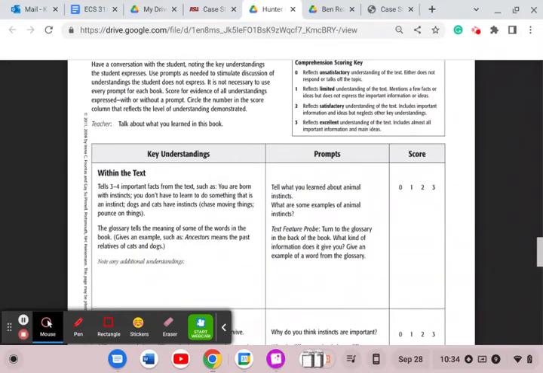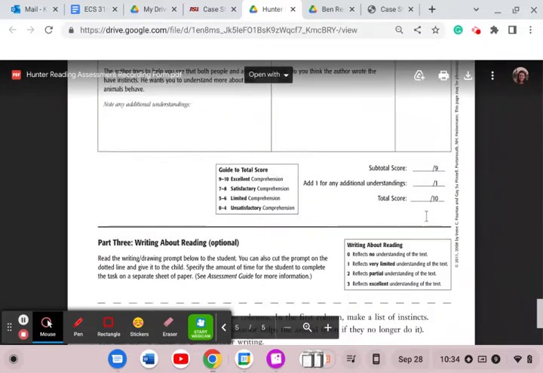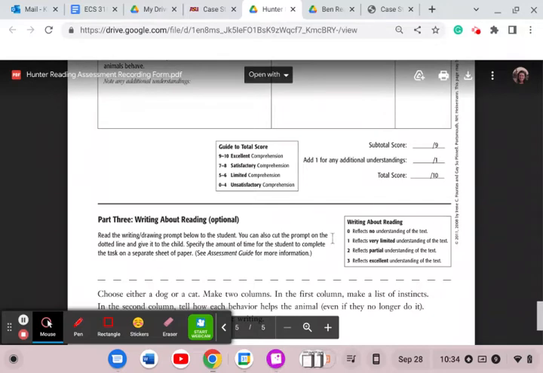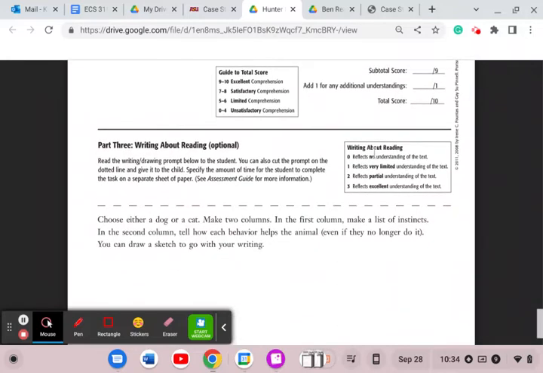Then this one also has a comprehension. So the prompts would give you comprehension, and then up here it has a scoring key. Was it unsatisfactory, limited, satisfactory, or excellent? And then you would give a score. And then this shows you how to add up that score for Hunter. So although this one is set up different, it's much the same.